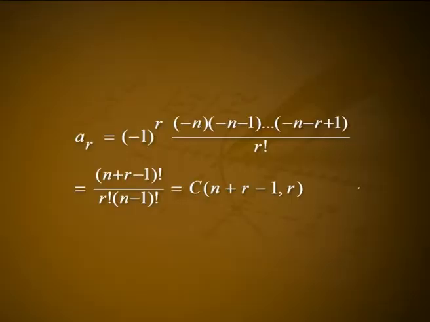Since (1 plus z plus etc.) the whole raised to n is equal to (1 minus z) the whole raised to minus n, we obtain Ar as minus 1 raised to r into minus n into minus n minus 1 etc. into minus n minus r plus 1 by r factorial, which is equal to (n plus r minus 1) factorial by r factorial into (n minus 1) factorial, which is C(n plus r minus 1, r).